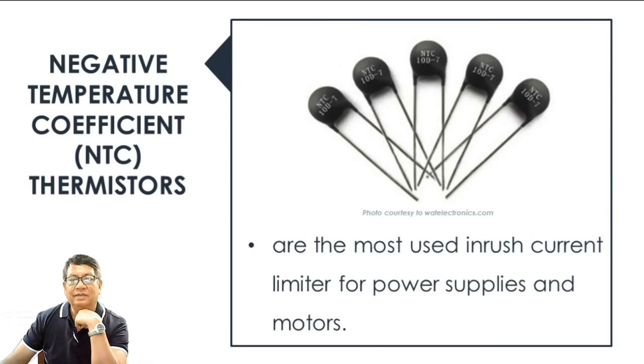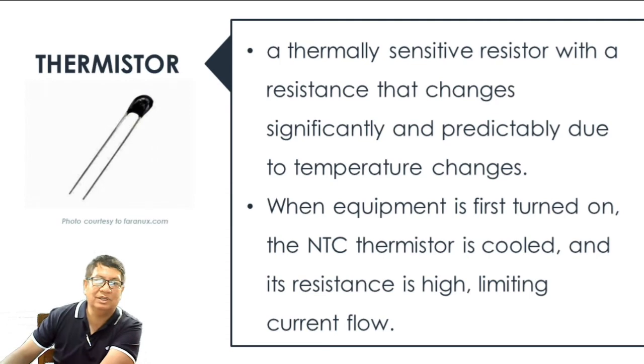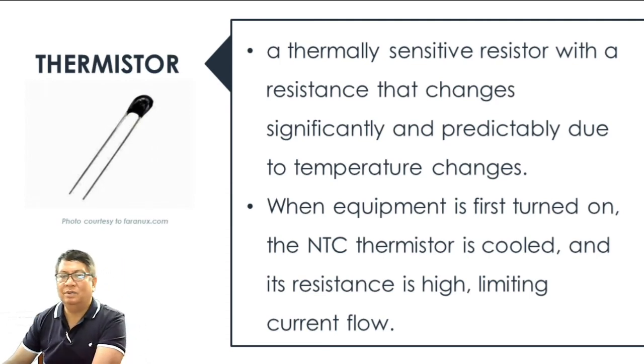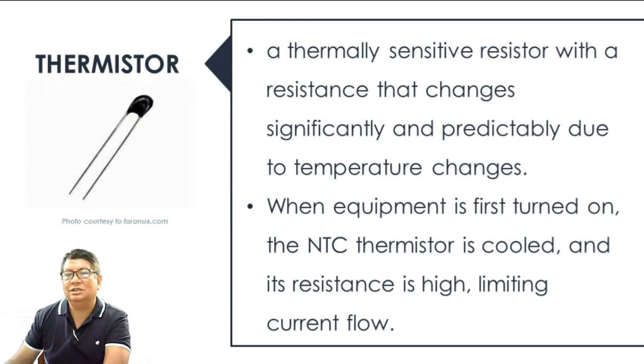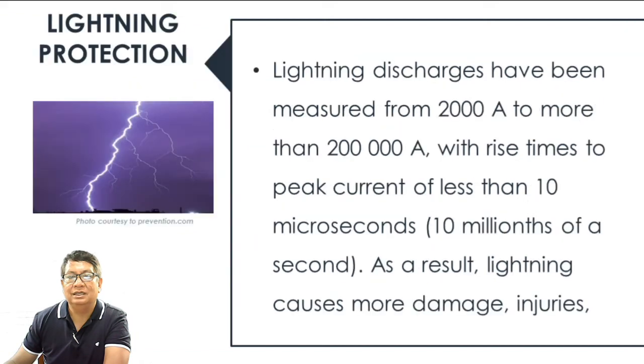So, negative temperature coefficient (NTC) thermistors are used as inrush current limiters in power supplies and motors. A thermistor is a thermally sensitive resistor with a resistance that changes significantly and predictably due to temperature change. So, thermistor is what is used, that's why it's called thermistor, thermal. When equipment is first turned on, the NTC thermistor is cold and its resistance is high, limiting current flow. So, we have those NTC.